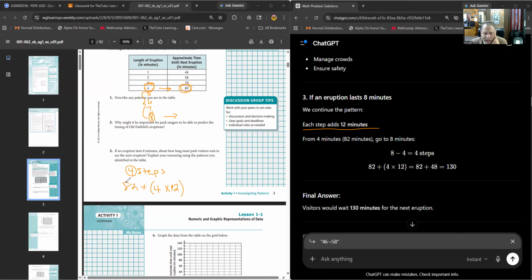Okay, so we have parentheses first, so 82 plus 48, and then we're going to have equals 130. So we have 130 minutes for the next eruption. Does that make sense? Okay. If it doesn't, let me know.